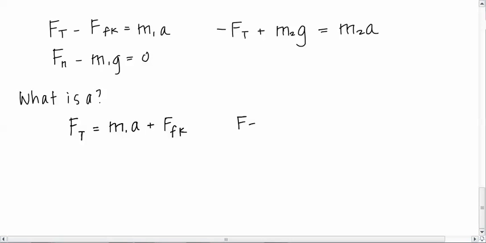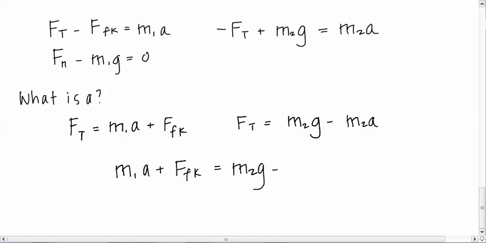So F tension would be equal to M2G minus M2A. So now I have two equations, both are for the tension force. Now I can set them equal to each other. So M1A plus the force of kinetic friction would be equal to M2G minus M2A.